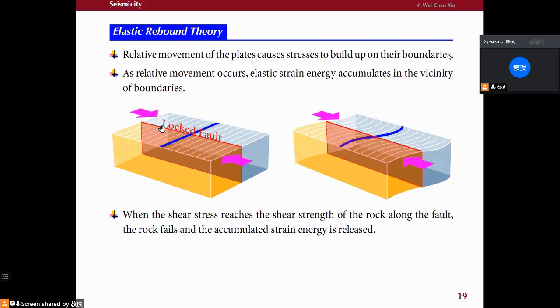direction. Then we have the locked fault. When a relative movement occurs, elastic strain accumulates in the vicinity of the boundary. So elastic strain energy builds up along the boundary. When the shear stress reaches the shear strength of the rock along the fault, the rock fails and the accumulated strain energy is released.